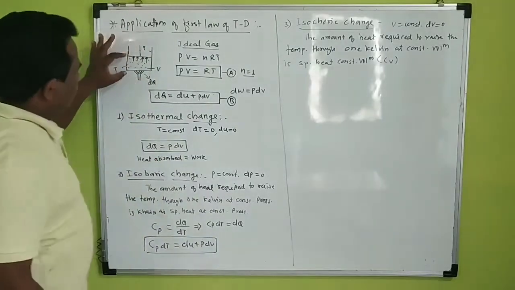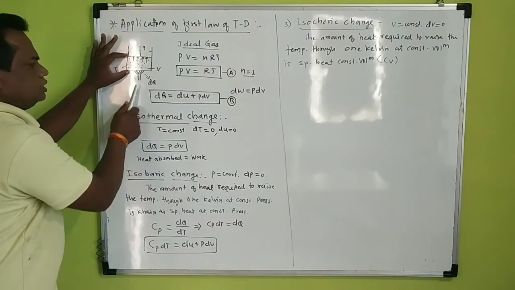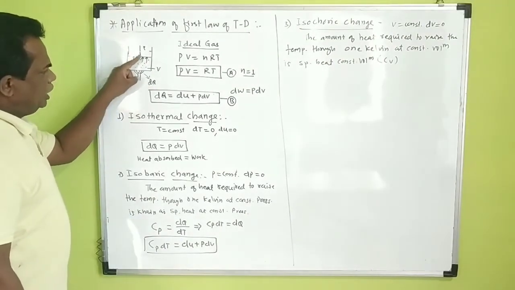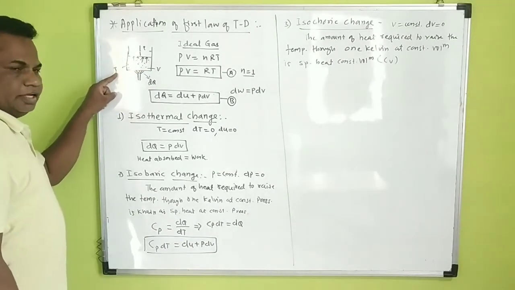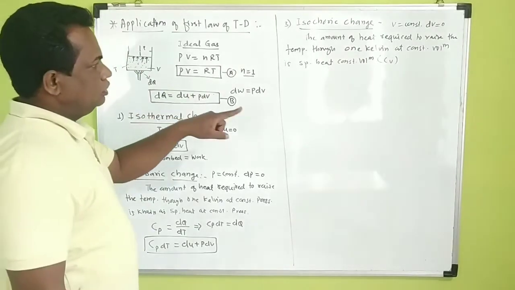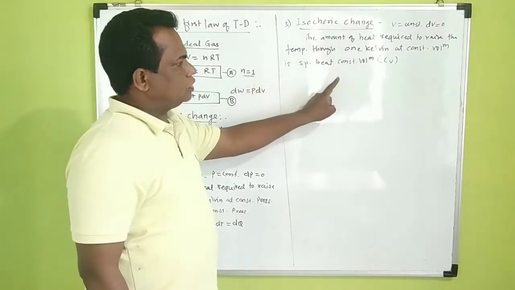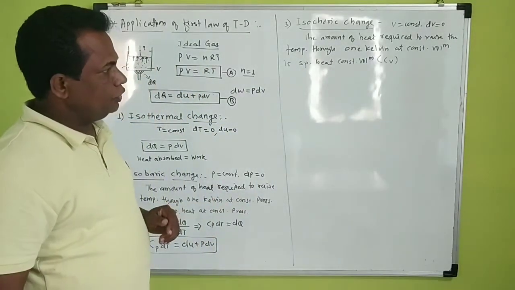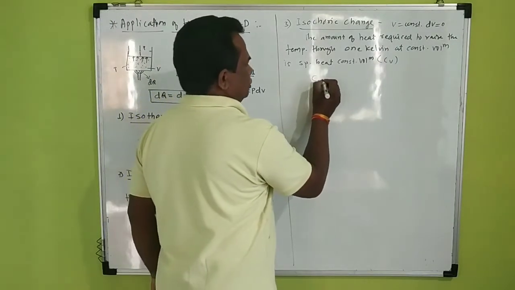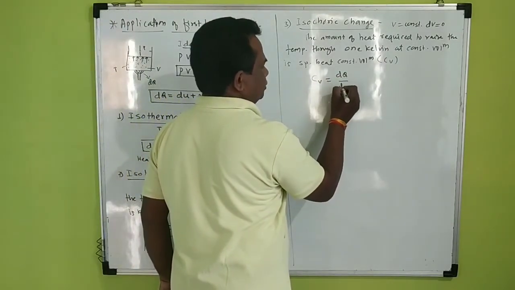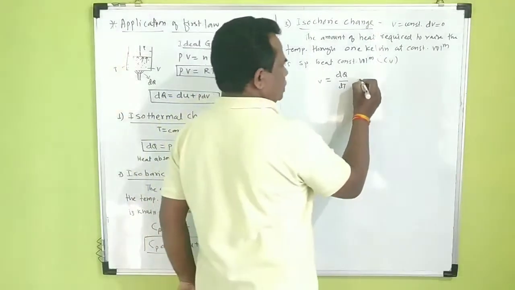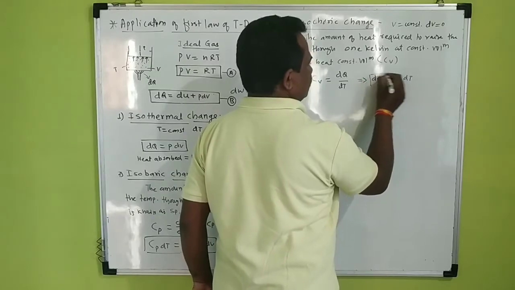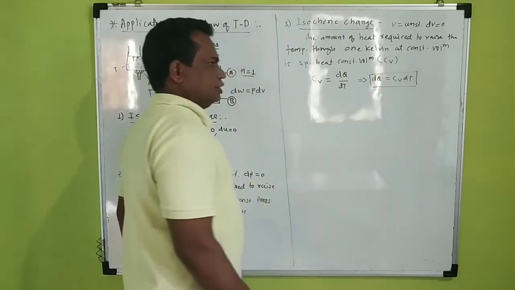So when volume is constant, you provide a certain amount of heat energy. The amount of heat energy required to raise the temperature of the gas by 1 Kelvin is called the specific heat at constant volume. So Cv is equal to dQ divided by dT. So we get dQ is equal to Cv dT.